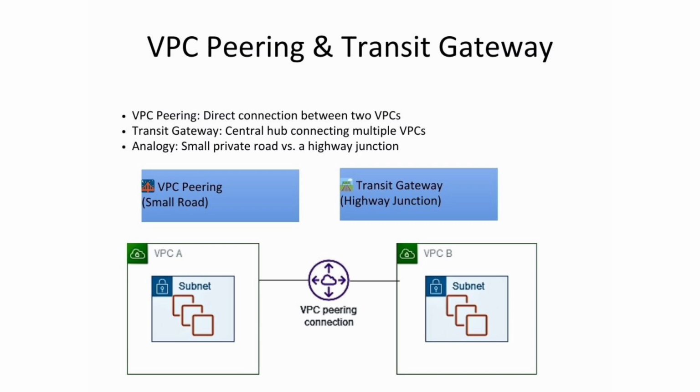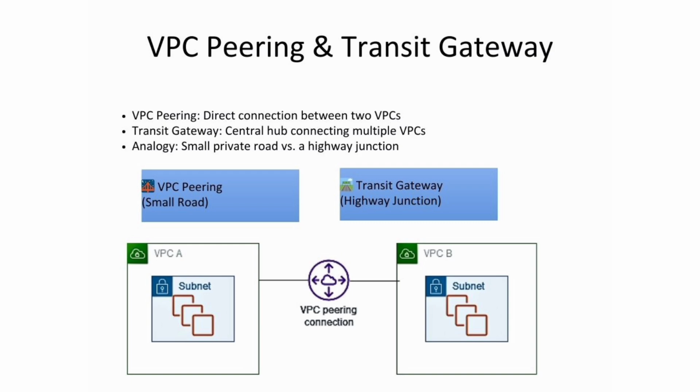So, what is a transit gateway? A transit gateway is a central hub to connect multiple VPCs and on-premise networks. We have seen that VPC peering connects two VPCs, but a transit gateway is like a central hub to connect multiple VPCs and on-premise networks. For example, a big highway junction connecting many colonies at once. Not only your colony with the road, but many colonies at once. For example, an enterprise with 10 VPCs connects all of them through one transit gateway instead of creating many peering links.